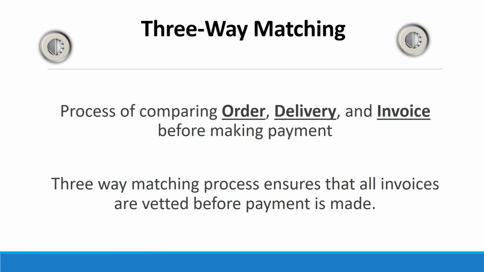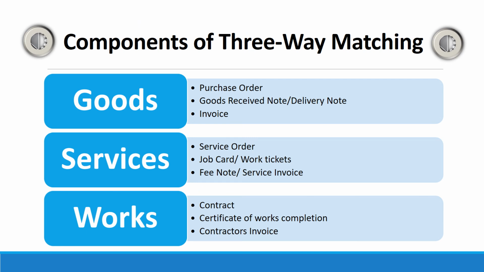Three-way matching. Three-way matching is a process of comparing order, delivery, and invoice before making payment. The three-way matching process ensures that all invoices are vetted before payment is made. In three-way matching, the entity ensures that goods that have been invoiced are the same goods that were ordered and are the same goods that were delivered. This helps in eliminating fraud. Basically, in three-way matching, the entity confirms that the invoice matches with the order and matches with the delivery.